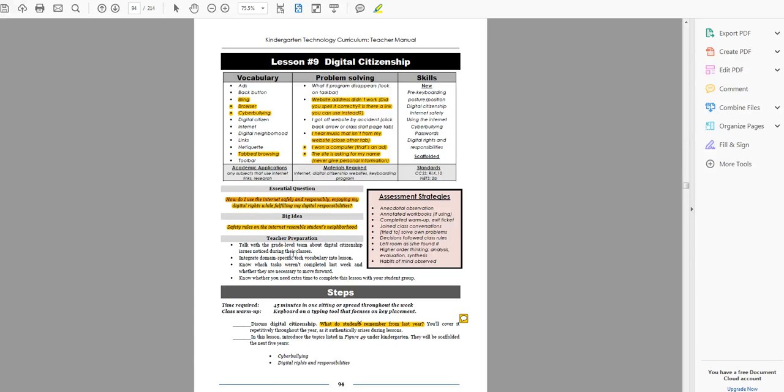I'm with Ask a Tech Teacher, and I'm your guide through these 32 lessons in the Structured Learning Kindergarten Technology Curriculum. We're in Lesson 9 right now, and that's on digital citizenship. This is one of those lessons, I think I mentioned there were 4 or 5 of those, that you spread out throughout the year as it comes up.